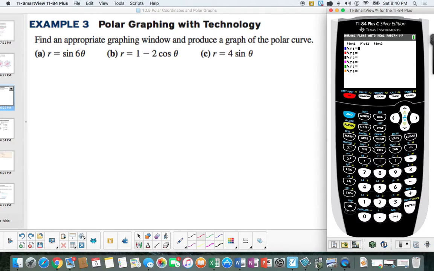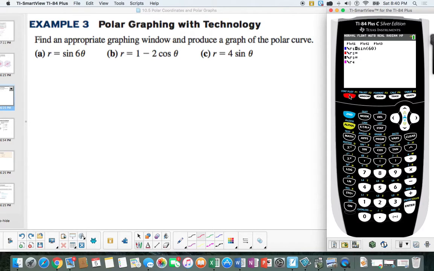I'm going to write sine of 6, and if you press the variable key, it'll press theta. And then go ahead and hit graph. Now this is what we call a rose curve, and this particular rose curve has 12 petals.